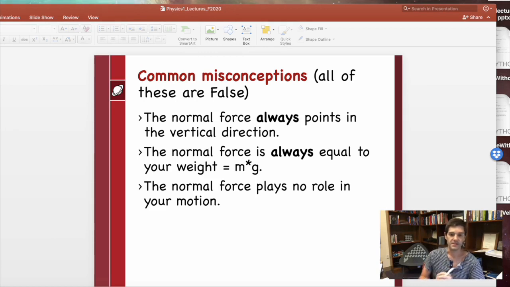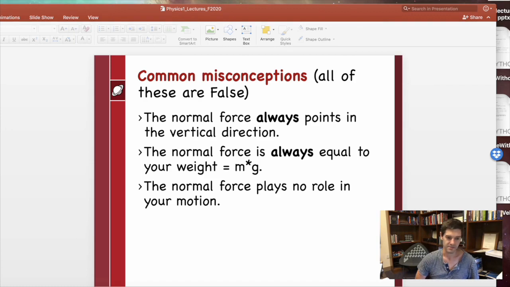The normal force is not always equal to your weight, mg. Hopefully this bathroom scale example conveyed that idea. Do not just plug in mg. It is not always equal to mg. And again, thinking back to the book pressed against the wall, that has nothing to do with gravity, so g shouldn't appear at all.